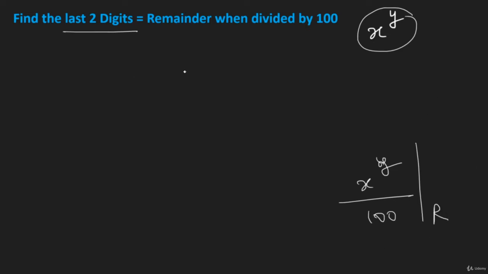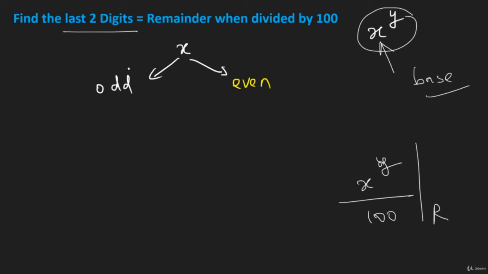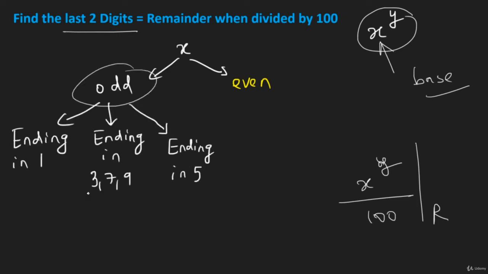Now, to solve this, let's classify the type of problems. The base of the exponent, x, could be odd or it could be even. So we'll classify it like that. And in the case where x is odd, the number could end with 1, or it could end with 3, 7 or 9, or it could end with 5. We'll see how to find the last two digits in all these four cases.